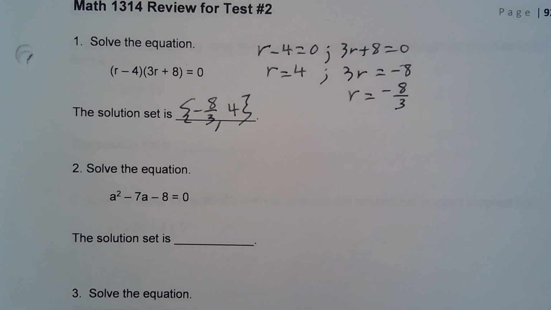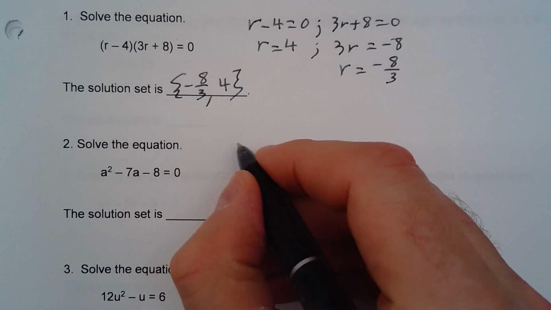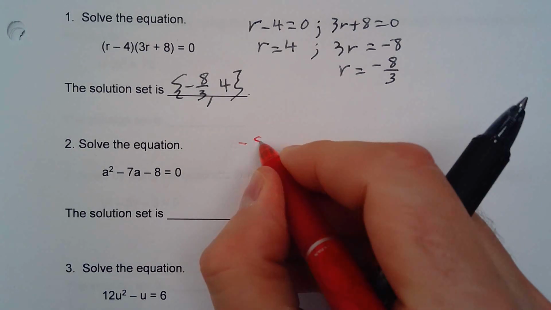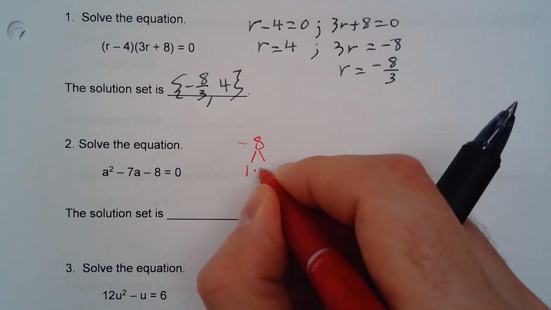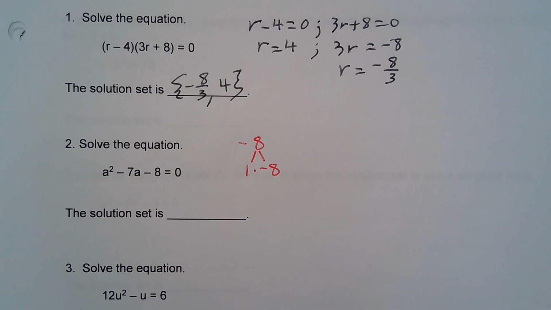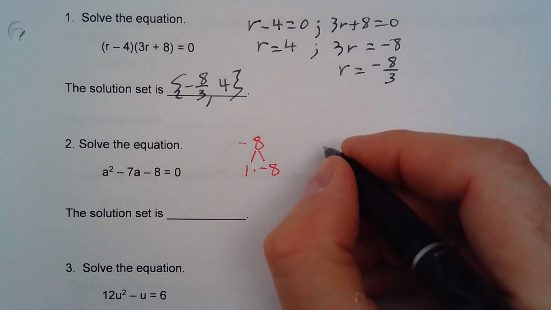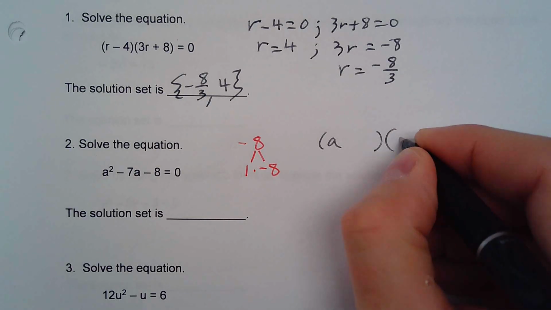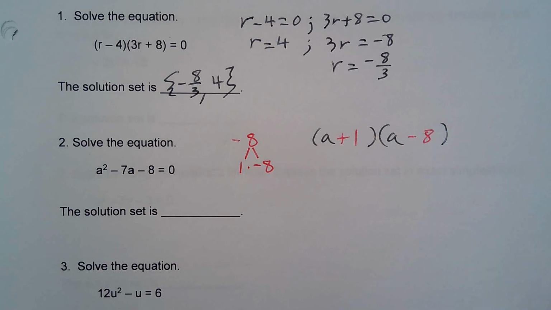All right, let's take a look at the second one. Here we do need to factor. So I'm looking at this negative 8, and I have to find factors of negative 8 that add up to negative 7. So I can do 1 times the negative 8, and those are the factors I want. So we're going to rewrite that as a plus 1 times a minus 8, and have that equal to 0.